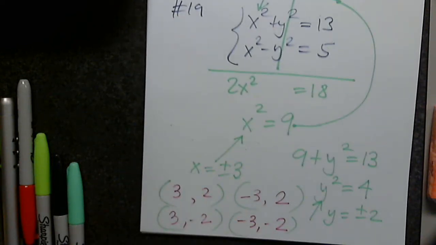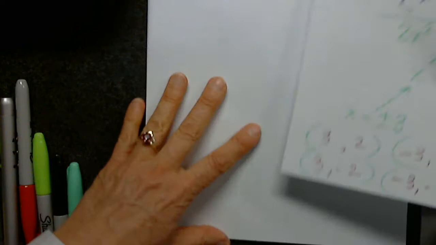So now please choose any problem you want from 1 through 42. This is how we solve systems of nonlinear equations in 2 variables, either substitution or elimination. Any problem, anything you like? 38. 38 it is.